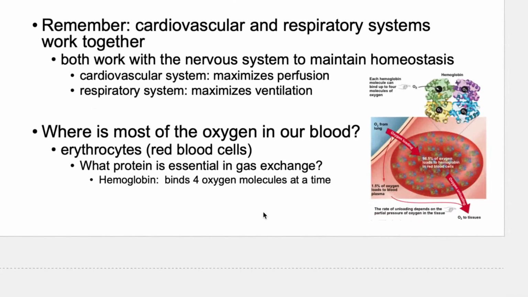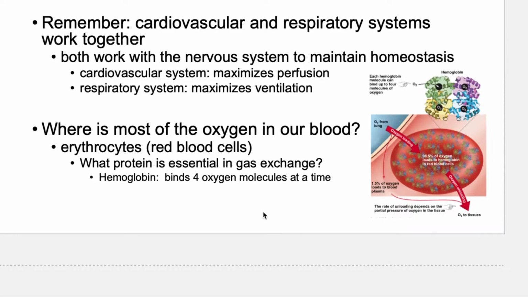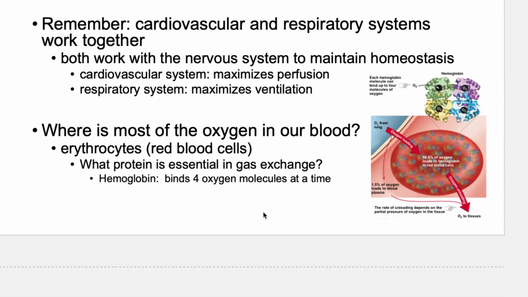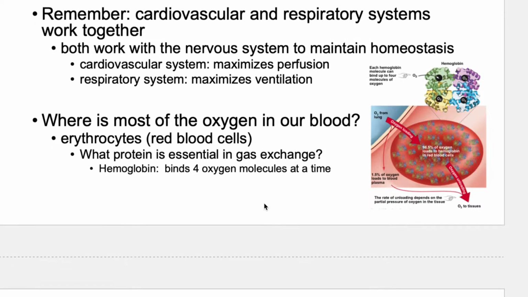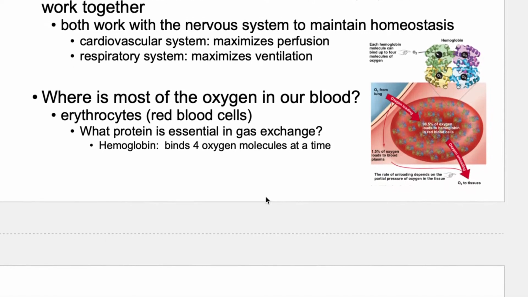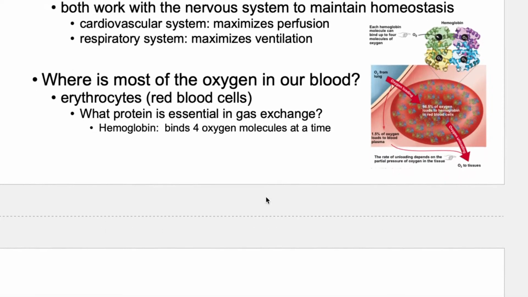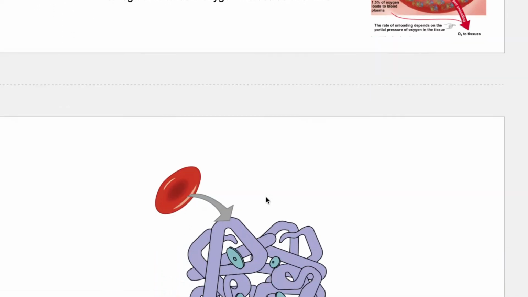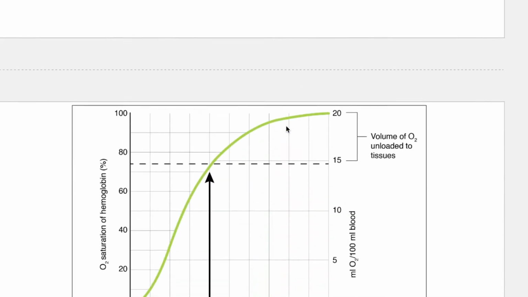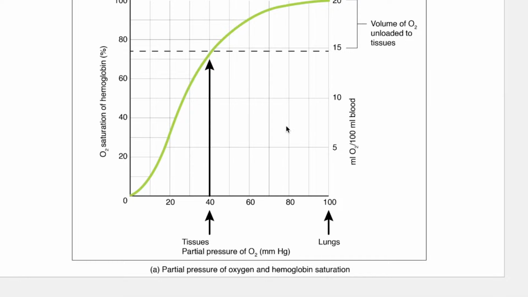Transpiratory respiratory gases. Remember, cardiovascular and respiratory system work together, both working with the nervous system to maintain homeostasis. So, the cardiovascular system maximizes perfusion, which is gas delivery. Where is most of the oxygen in our blood? It is in the red blood cells. Hemoglobin binds 4 oxygen molecules at a time. Here are the 4 irons that I mentioned before. Here is the saturation curve.